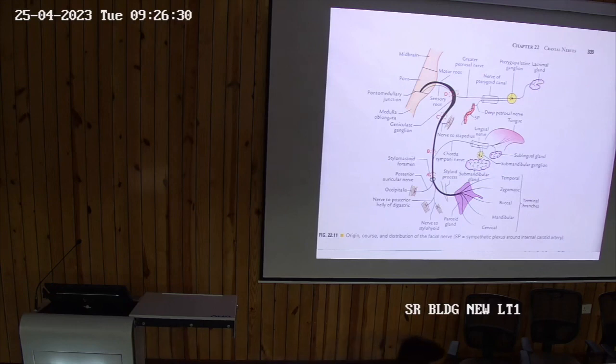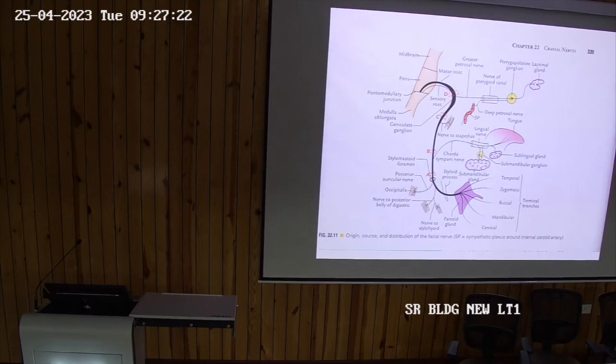As the nerve passes into the internal acoustic meatus, the motor root of the facial nerve passes along the vestibulocochlear nerve. You can say that the sensory root remains separate, but as it comes out from the internal acoustic meatus, the two roots, motor root and sensory root, both join and form the facial nerve trunk. That means as it is passing through the internal acoustic meatus, the two roots remain separate. But as it comes out, the two roots join together. And after coming out from this, the nerve enters into the petrous part of temporal bone.